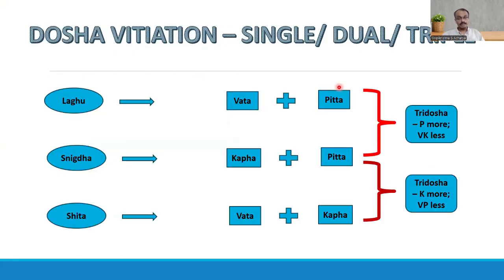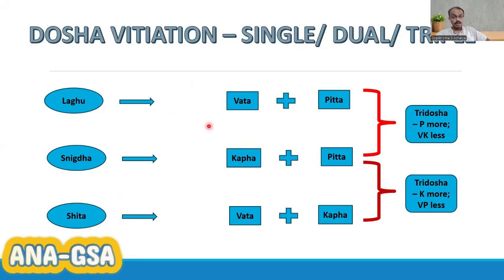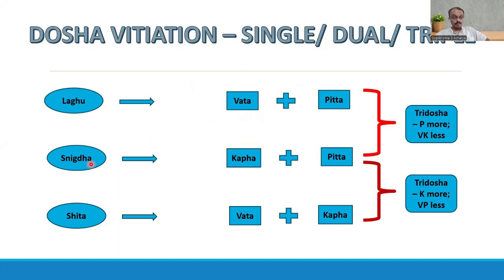Regarding the dosha vitiation, there may be the possibility of one dosha vitiation, two dosha vitiation, or three dosha vitiation. For example, ruksha guna may lead to vata dosha increase. Ushna guna may lead to pitta dosha increase. And guru guna may lead to kapha dosha increase. Laghu guna exposure may lead to vata and pitta dosha increase. Snigdha guna exposure may lead to kapha and pitta dosha vitiation. And shita guna exposure may lead to vata and kapha dosha vitiation.